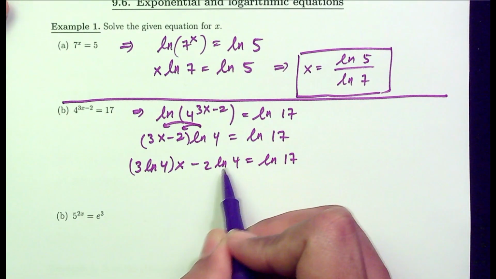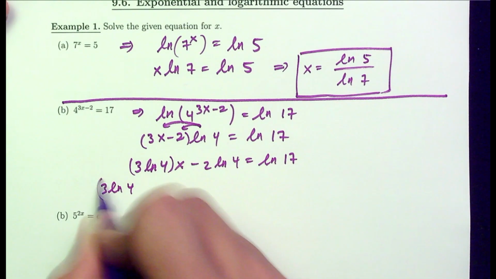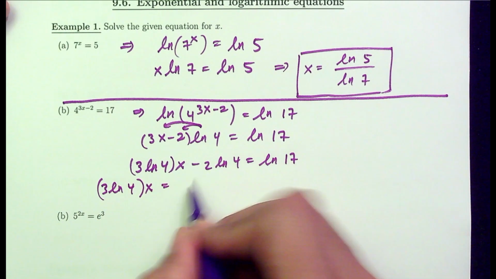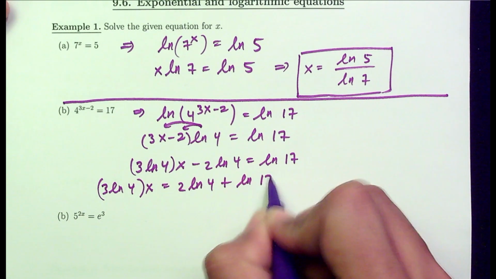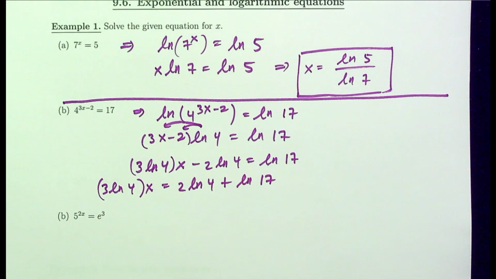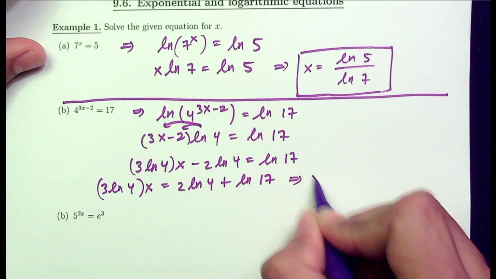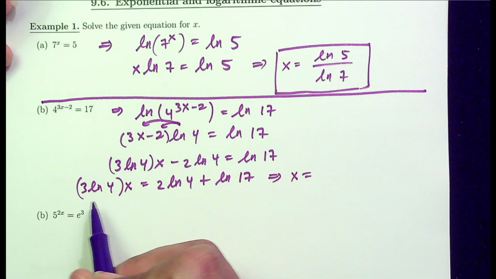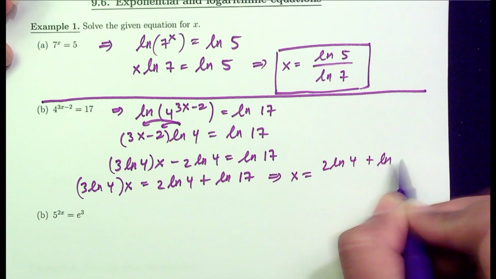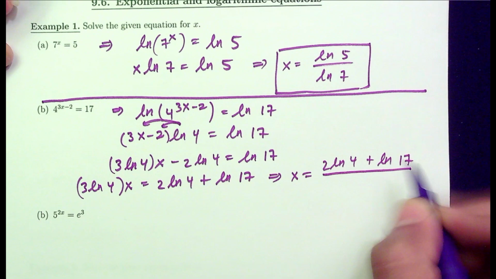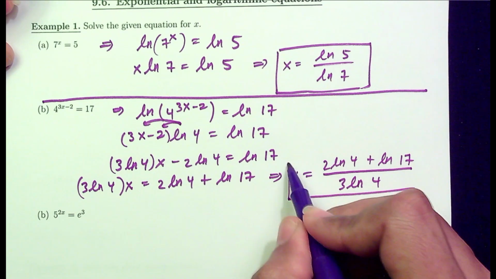Then, two more steps, we're going to move this to the other side. So we're going to get 3 ln of 4 x equals, moving this to the other side, you're going to get 2 ln of 4 plus ln of 17, or you could write it the other way, ln of 17 plus 2 ln of 4. And lastly, divide by this, and you get what x is. So this is going to be 2 ln of 4 plus ln of 17, all that divided by 3 ln of 4, and that is the value of x.